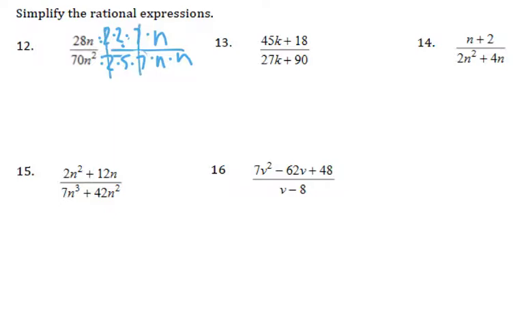So we can also cross out the 7's and the n. So we're left with 2 on the top and a 5 and an n on the bottom. Okay? So on 13, same idea.